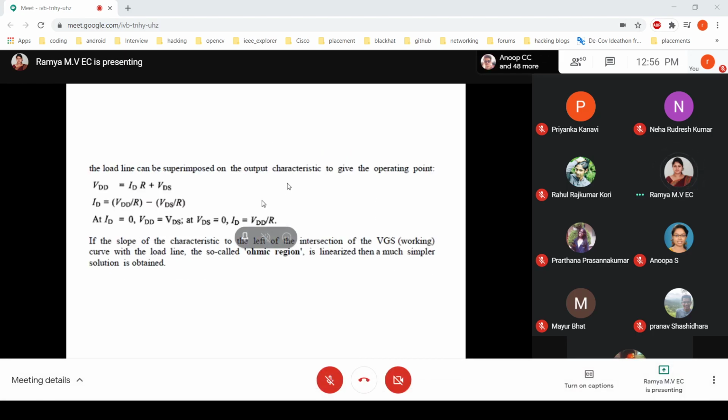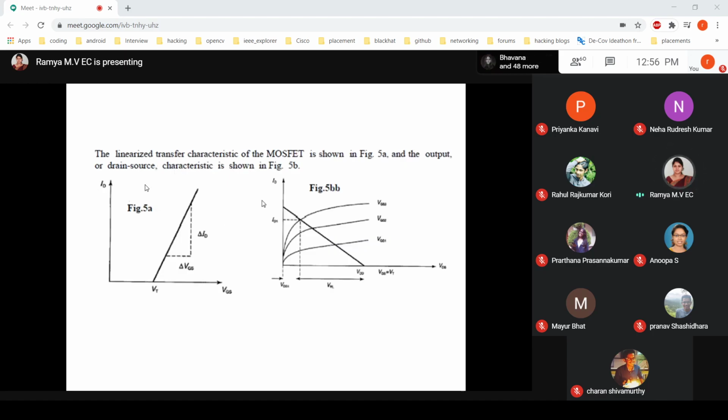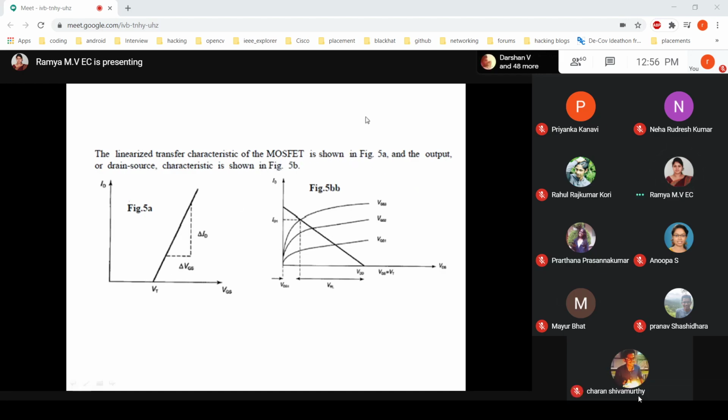If the slope of the characteristic to the left of the intersection of the VGS curve with the load line, called the ohmic region, is linearized, then a much simpler solution is obtained. The dotted line explains how to get the ohmic region over here. This is with respect to the transfer characteristics, and this is with the drain or output characteristics.